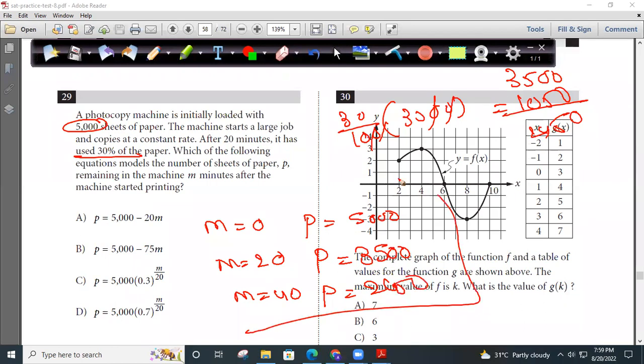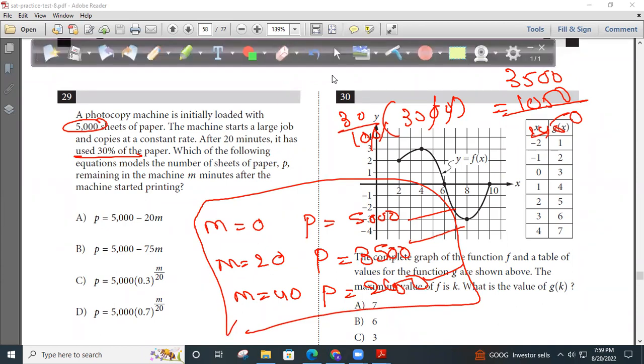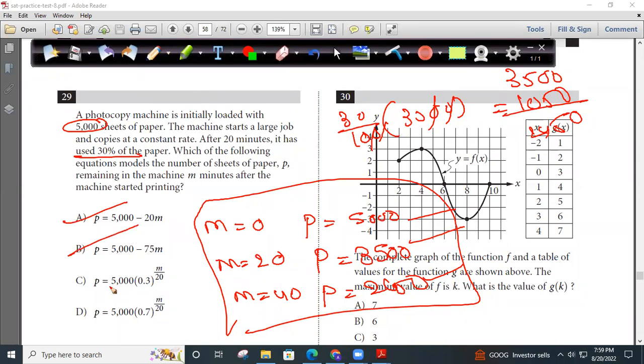So these are my values. If I plug in these values and get these function values, I'll be happy to get an answer. Now put m is equal to 0 and see where you get 5,000. I get 5,000 in all options, so no use. Now put m is equal to 20 and you should get 3,500. I might get it, so B might be correct. Put m is equal to 20 and you should get 3,500. It is correct. Now put m is equal to 40 and you should get 2,450.